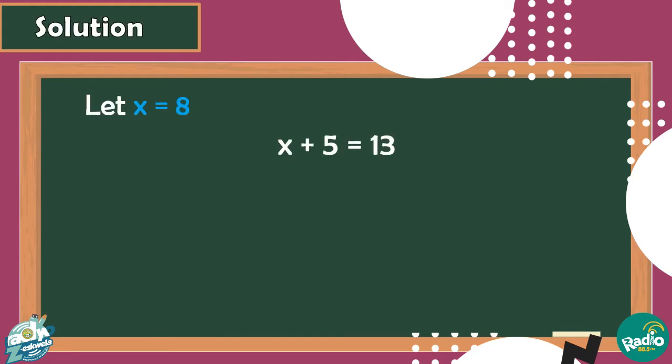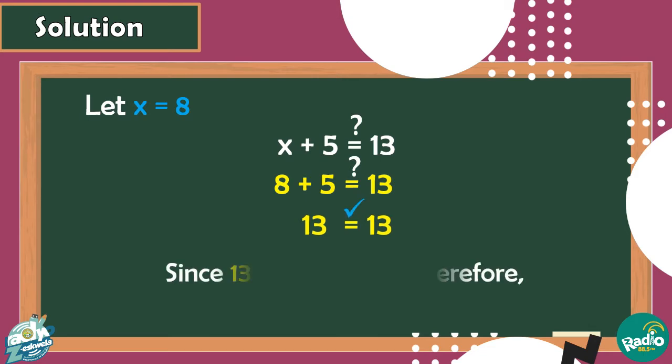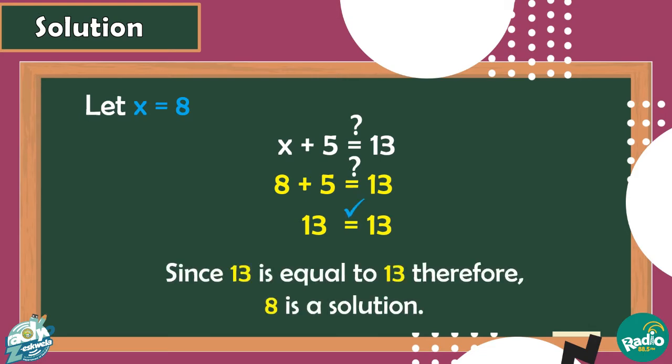How about x = 8? Let's substitute the value of x, which is 8, to our given equation. That is 8 + 5 = 13. Simplifying, 13 = 13. Since 13 is equal to 13, therefore 8 is a solution.